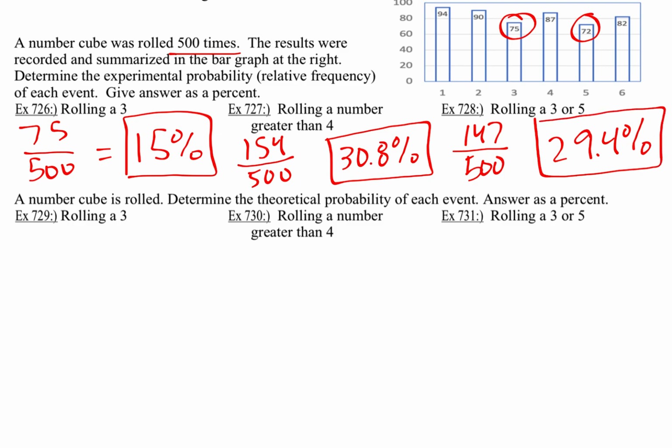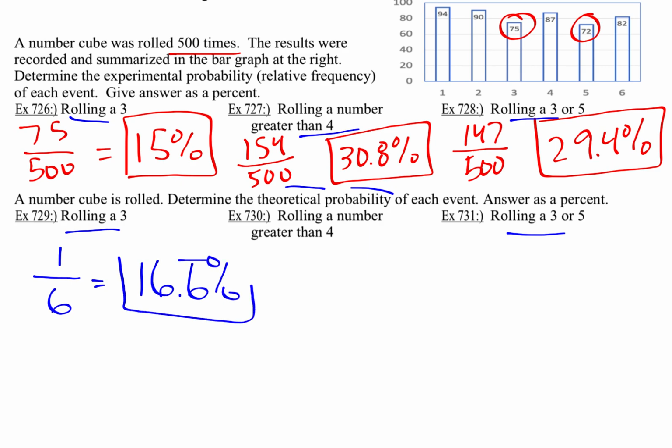Next, a number cube is rolled. Determine the theoretical probability of each event. Now you should notice that these are the exact same events as the ones above. The difference here is theoretical probability. You need to fully understand the difference between theoretical and experimental probability. Experimental probability is based on data. Theoretical is based on outcomes. So, rolling a 3. There are 6 outcomes on a number cube, one of which is 3. This gives you a probability of 16.6 repeating percent.